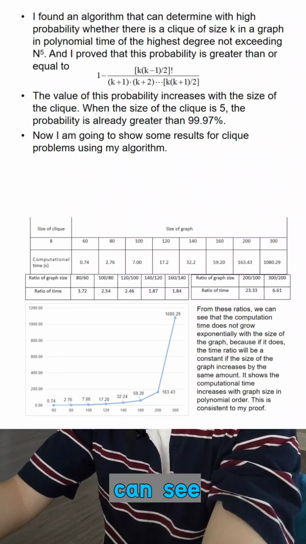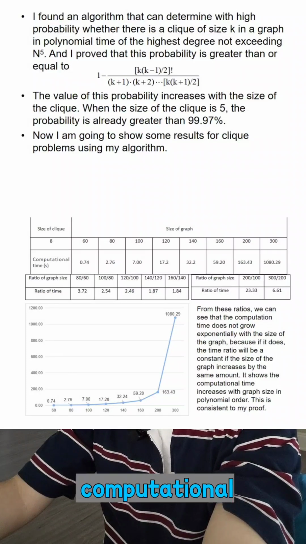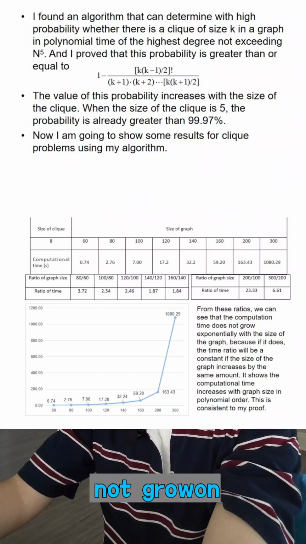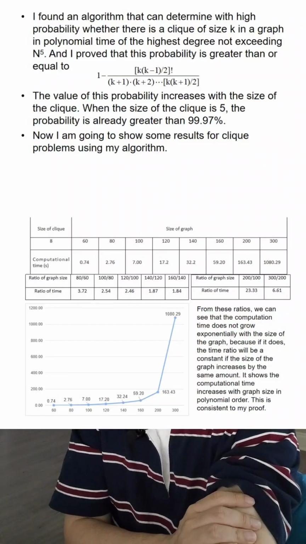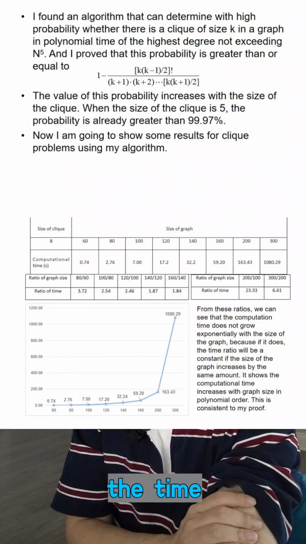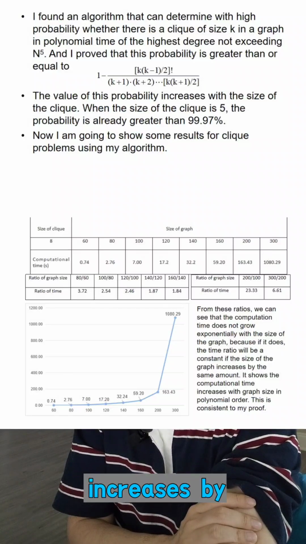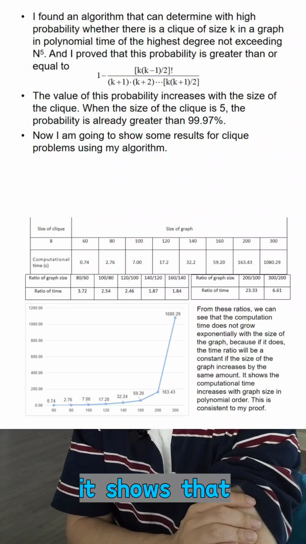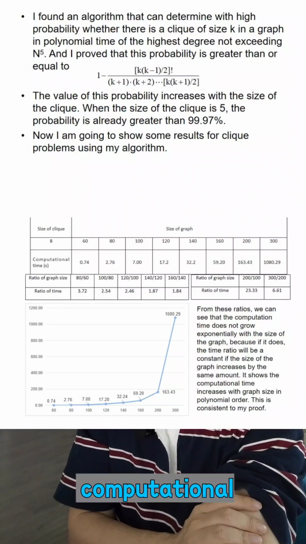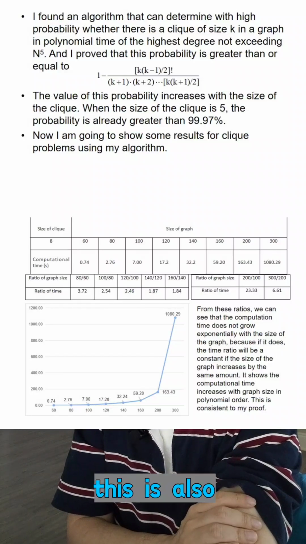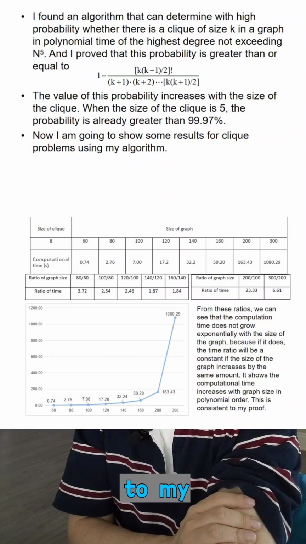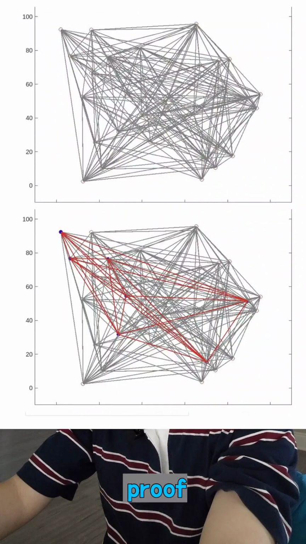From these results, we can see that computational time does not grow exponentially with the size of the graph. Because if it did, the time ratio would be a constant if the size of the graph increases by the same amount. It shows that the computational time increases with graph size in a polynomial order. This is also consistent with my theoretical proof.